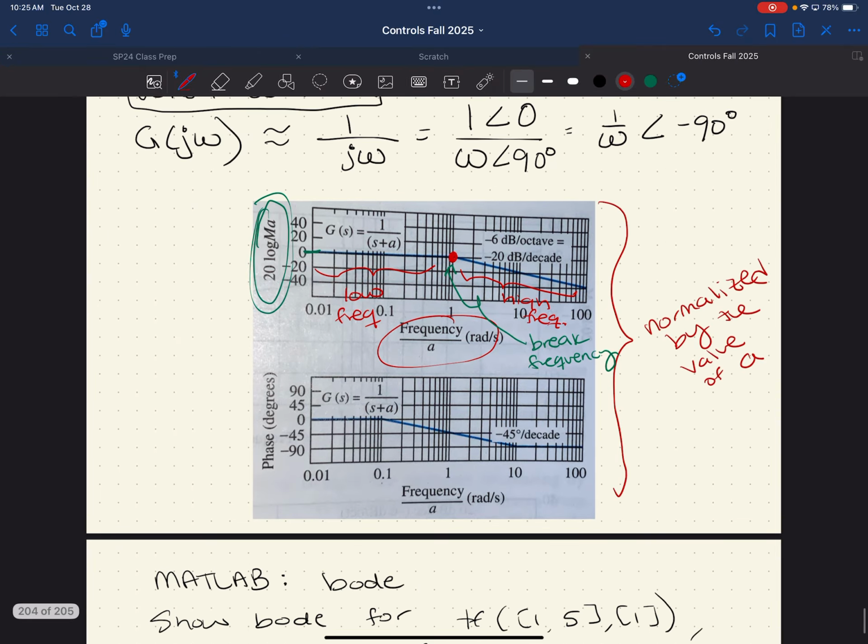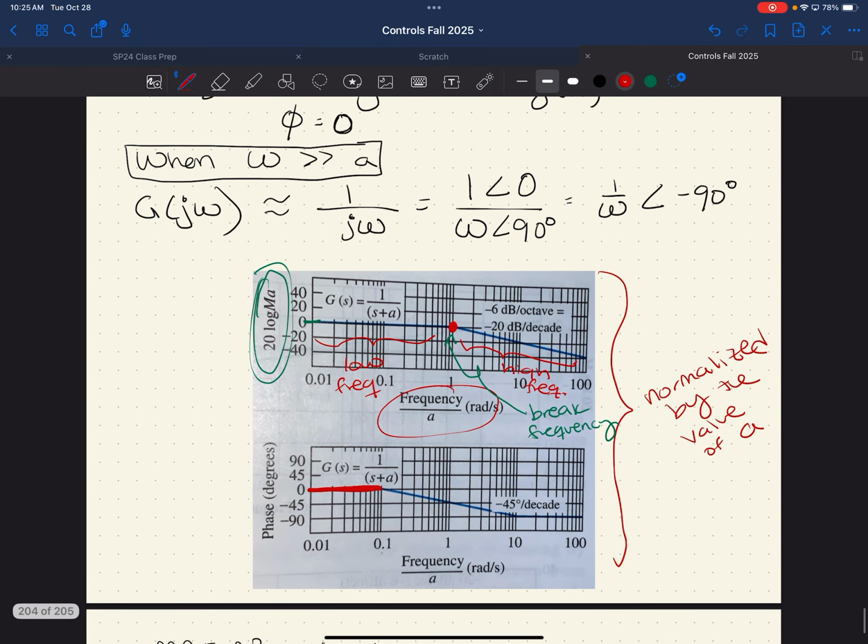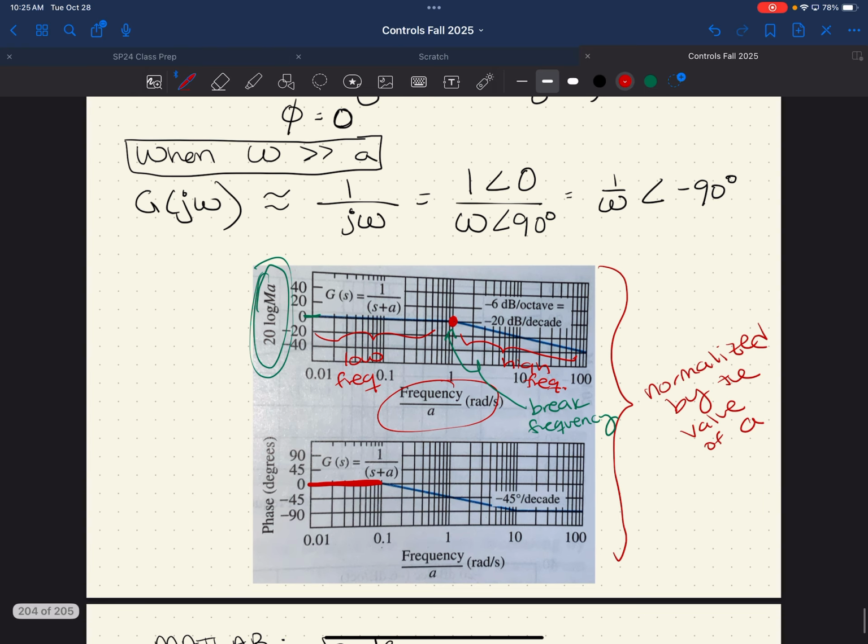and then similarly for our phase angle, our phase starts out at 0 when I'm 1 decade below the break frequency. My phase is at negative 90 when I am 1 decade above the break frequency. And then between those, I connect with a straight line.